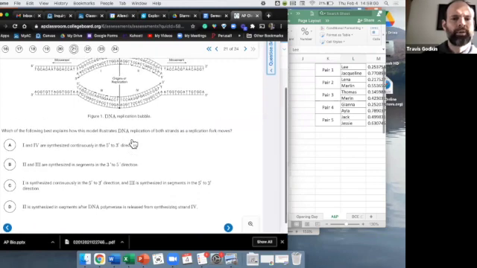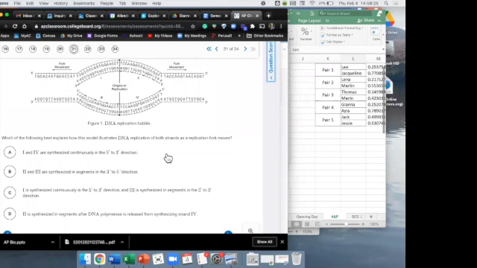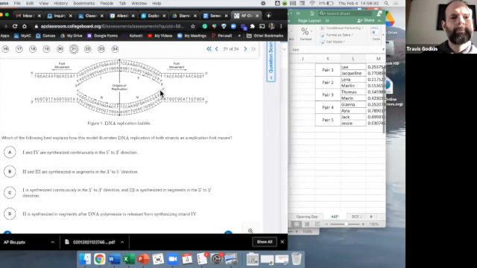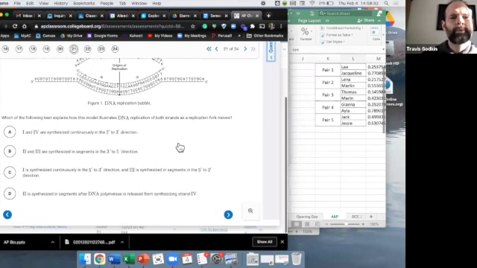I don't see any difference in those answers. Do you guys? 1 and 4, right? Continuous, 5 prime to 3 prime. And then C, 1 is continuous in the 5 prime to 3 prime, which we just said, and 3 is synthesized in segments from the 5 prime to 3 prime. I feel like A is right as well. I feel like A and C are both right. It does look right. That's weird. Or maybe there's just a typo or something.